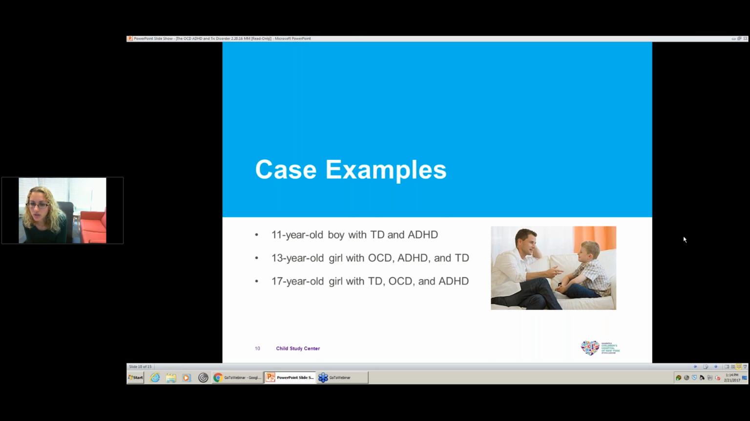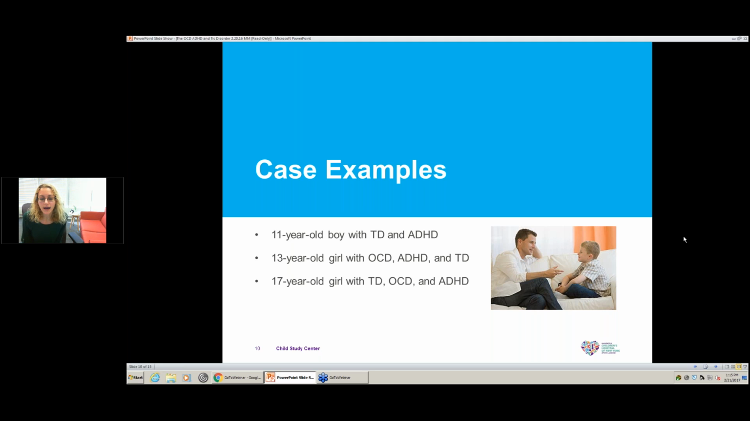So before I get into the research, I want to give you some case examples that I've worked on, or that I have treated before. I've changed some of the genders, ages, and symptoms to protect their confidentiality. But I'd like to present these cases to help you understand how treatment is approached when someone comes in with multiple conditions. So I had in the past seen an 11-year-old boy who presented with Tourette's disorder and ADHD.